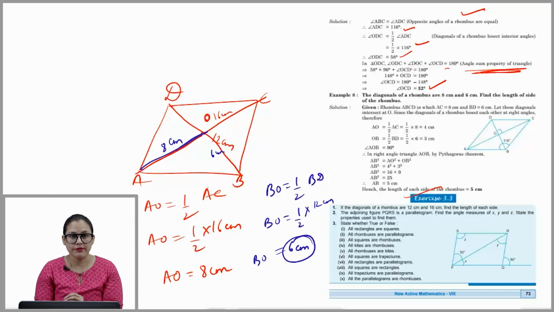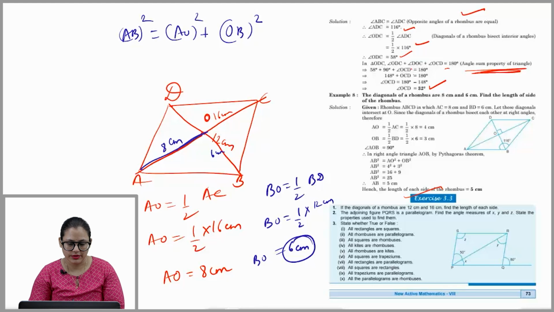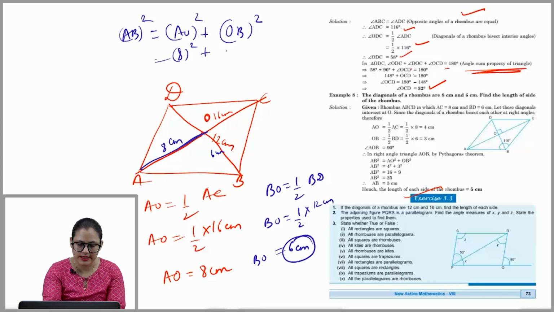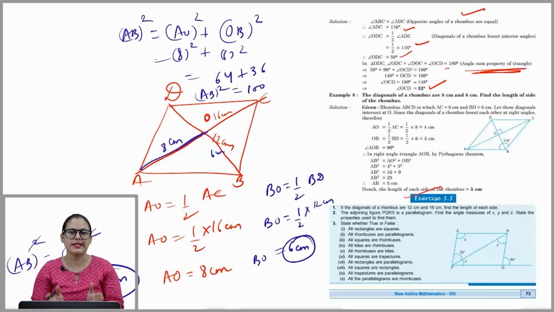From here we will find AB. So AB square is equals to AO square plus OB square. Okay, from Pythagoras theorem. Now AO is what? 8 square plus 6 square. Okay, 64 plus 36 is equals to 100, means AB square is equals to 100, right? And 100 is square of what? 100 is square of 10. Square goes. So AB is equals to 10 centimeter. That means length of each side is 10 centimeter.